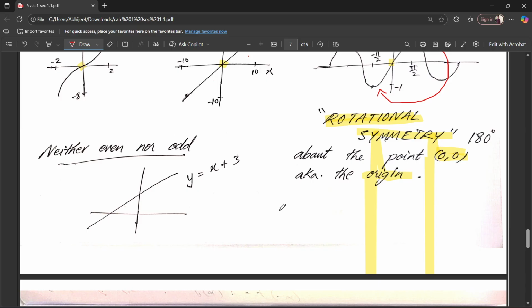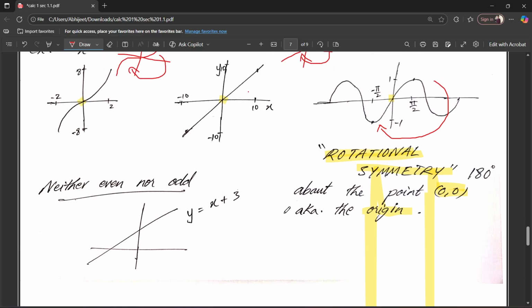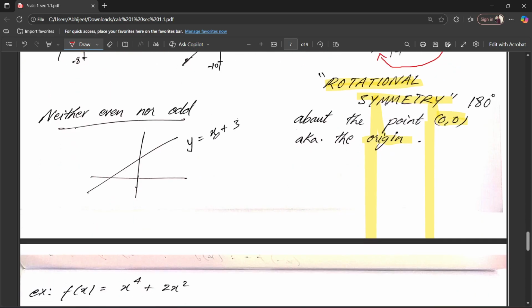Now, do all functions need to be either even or odd? Not exactly. Some functions are neither. For example, y is x plus 3. When you look at it, it's a line again. Is it even? For evenness, you have to look at reflections. If I consider the y-axis to be a mirror, is it being reflected off of this mirror? No, not exactly. So this is not even.